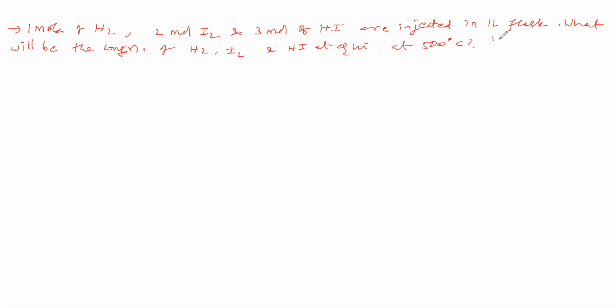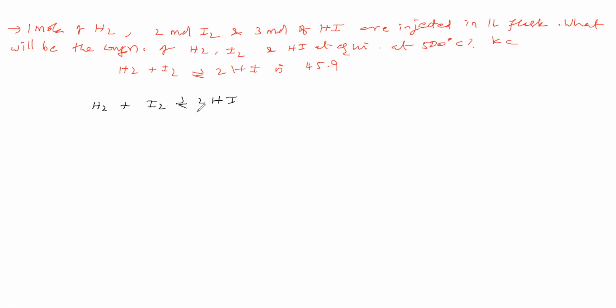Kc for the reaction H2 plus I2 gives 2HI is 45.9. Okay, so let us go to the sum. Now we will take the given equation: H2 plus I2 gives 2HI.